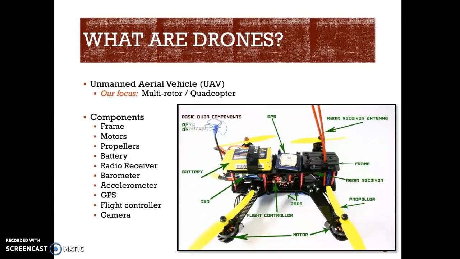The frame is the rigid structure that everything is attached to. Carbon fiber is the most popular material for frames because it's strong and light, but these can be made from other materials such as aluminum, nylon, and even plastic. The motors are attached to the frame and operate at variable speed to power the propellers. At least one propeller is attached to each arm of the drone.